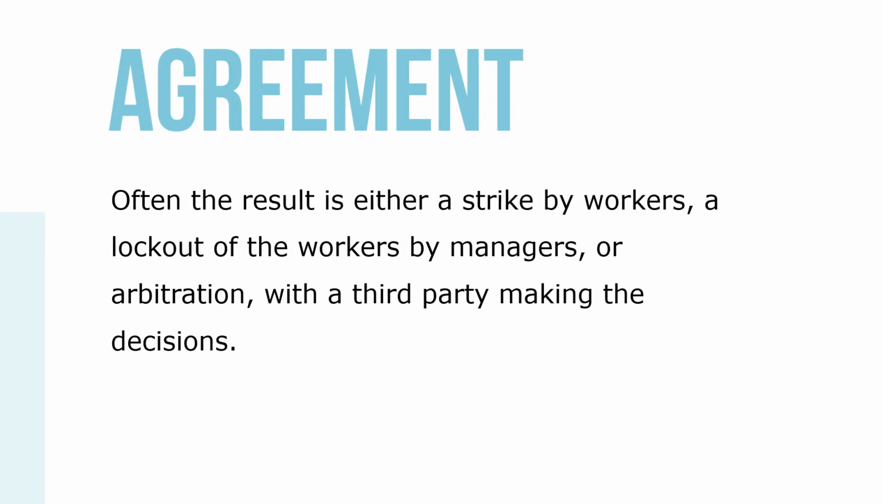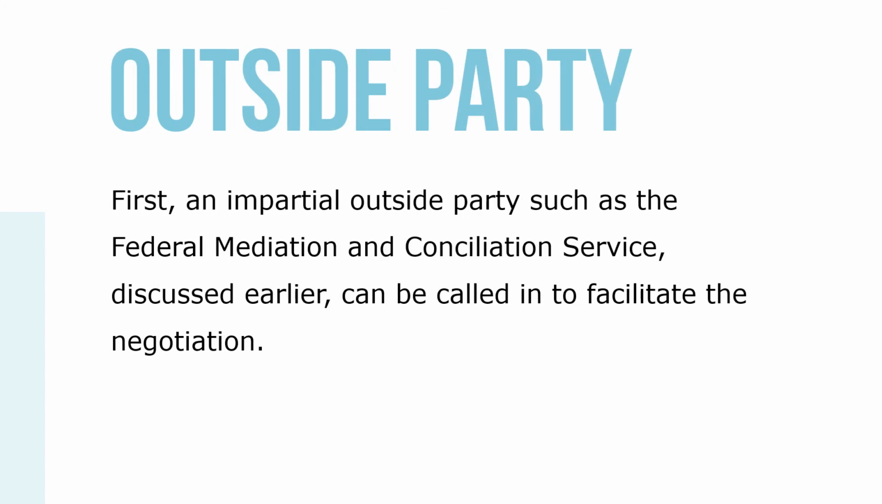What happens if the parties to a union negotiation can't reach an agreement? Often, the result is either a strike by workers, a lockout of workers by managers, or arbitration, with a third party making the decisions. The situation in which both parties have made their final offers and are not willing to make further concessions is referred to as an impasse. When an impasse occurs, the parties have several options.